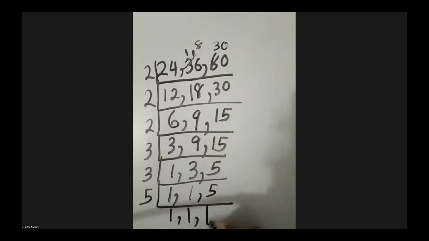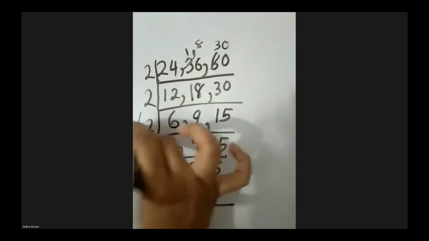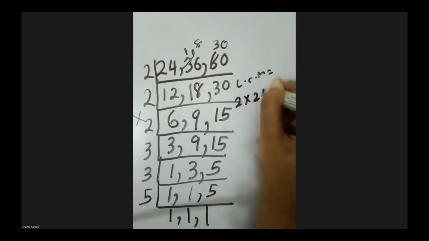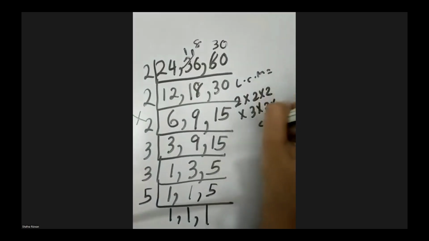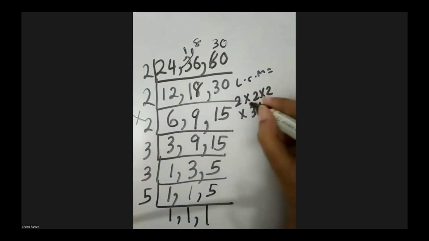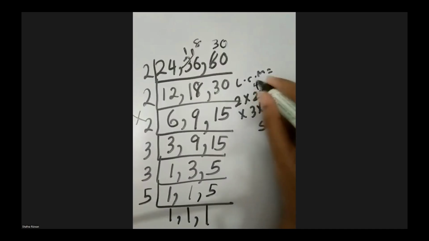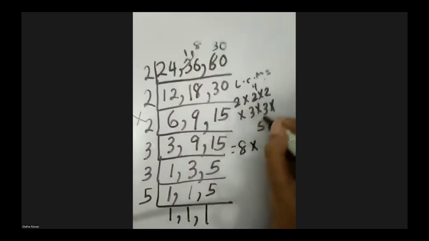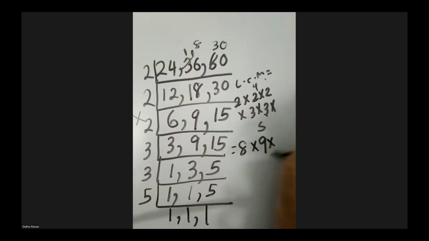Now to find the LCM, you have to multiply all of these numbers together. How can you all find the LCM? 2 multiplied by 2 multiplied by 2 multiplied by 3 into 3 into 5. Okay. First of all, multiply 2 into 2, 4. 4 twos are 8. Now keep it like that, 8. After that, take 3. 3 threes are how much? 9. And keep 5 like this.